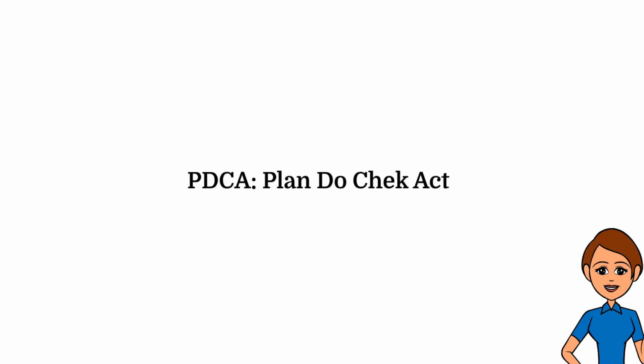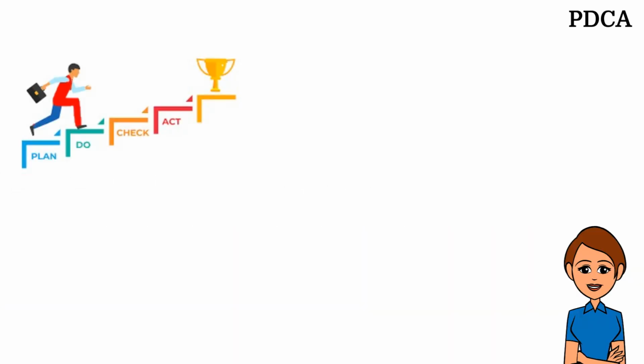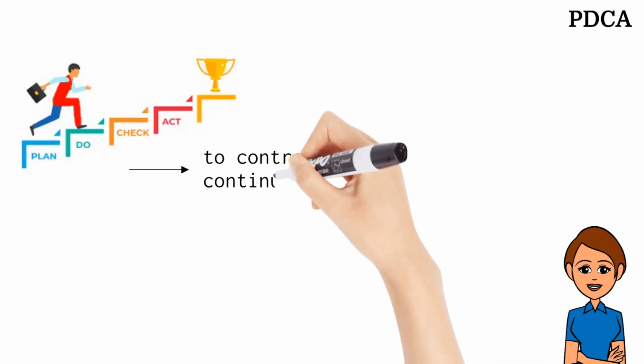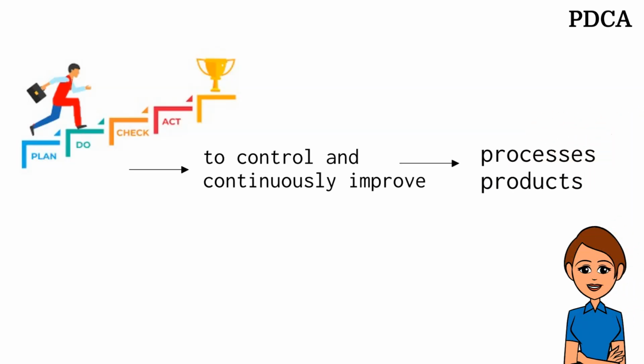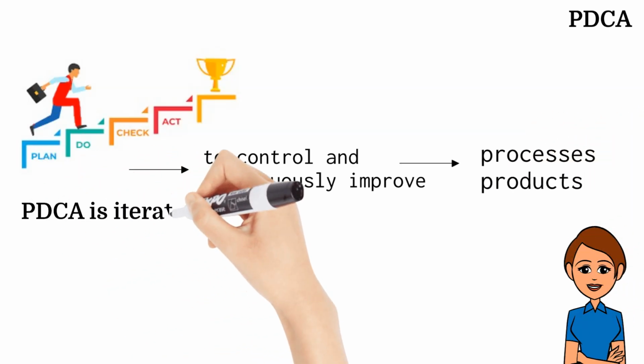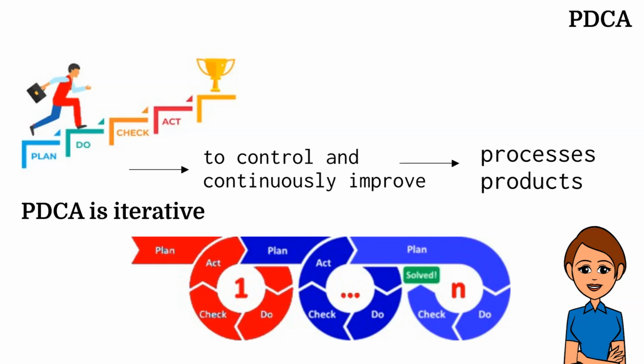Now, we shall discuss a technique for systematic continuous improvement. This is known as PDCA: Plan, Do, Check, Act. PDCA is a 4-step management method used in business to control and continuously improve processes and products. This process is iterative. This means that to achieve a degree of improvement, we may have to go through the PDCA cycle repeatedly, and after a few such cycles, we may get the desired result.